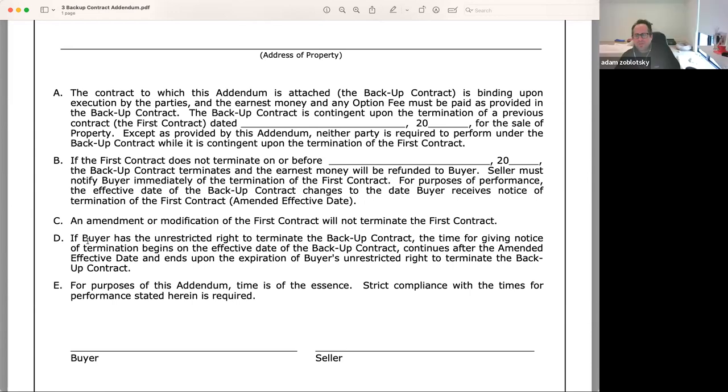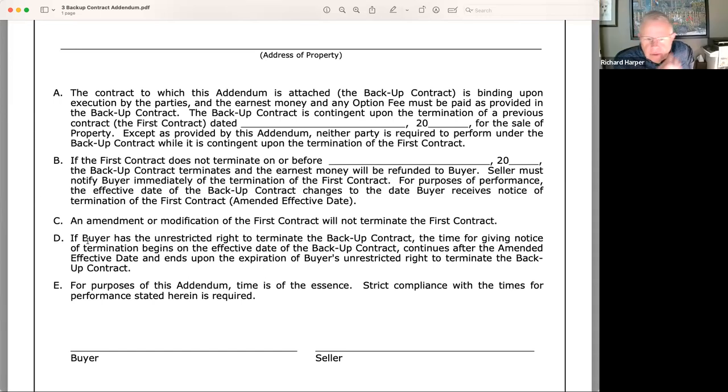So what do you need to give to the seller if you're in backup to terminate? Technically you just give them a notice of termination. Okay. But when you go under contract as the backup, you should deliver the earnest money and the option fee. Because in the contract, remember, if you don't deliver the earnest money in a timely fashion, the seller has the right to terminate the contract.